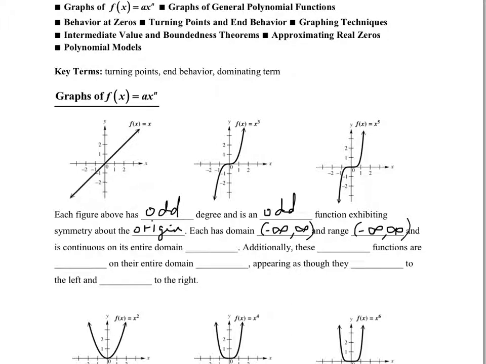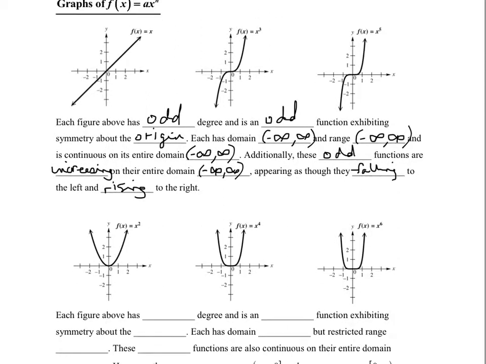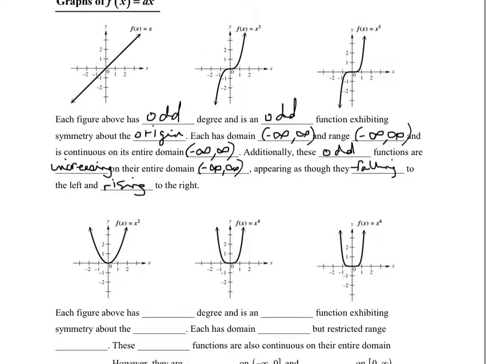And it is continuous everywhere. We don't have any gaps or stops or starts, no holes anywhere. So negative infinity to positive infinity would be our interval of continuity. Now, these odd functions are also increasing on the entire domain, because if I look at these graphs, and again, our domain is from negative infinity to positive infinity, on the left side, it looks as though it is falling to the left, but it looks as if it is rising to the right. So those are some common characteristics when we see these odd exponents.